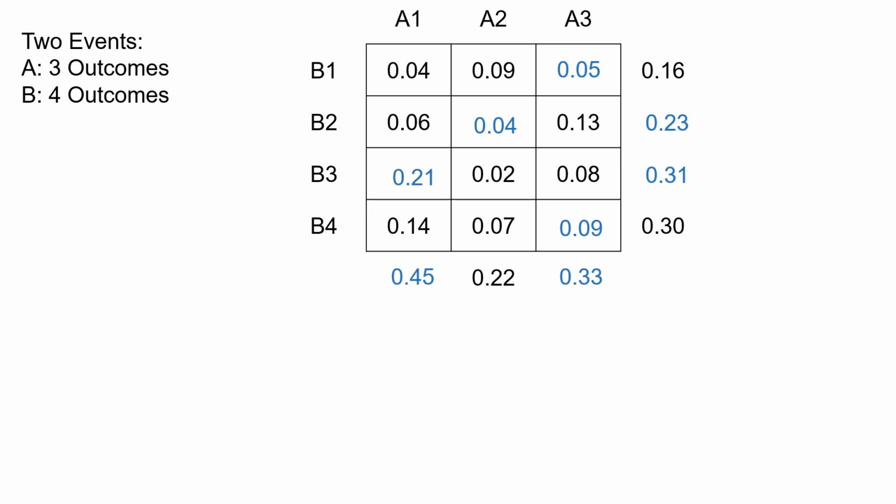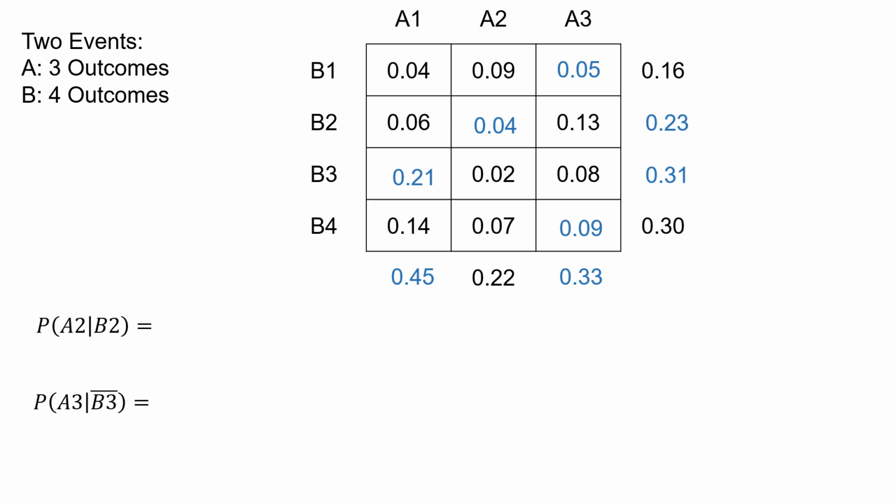Down the columns to get the total probability of A1, which is now 0.45, and the total probability of A3, which is 0.33. We've now completed our joint probability table. As a quick check, you can see that all the numbers inside the cells sum up to 1. You can also see that if you go to the right-hand side, the total probability of all the events of B, B1, B2, B3, B4 sum to 1, as well as the probability of A1, A2, and A3 also sum to 1. So it looks like we did this correctly.